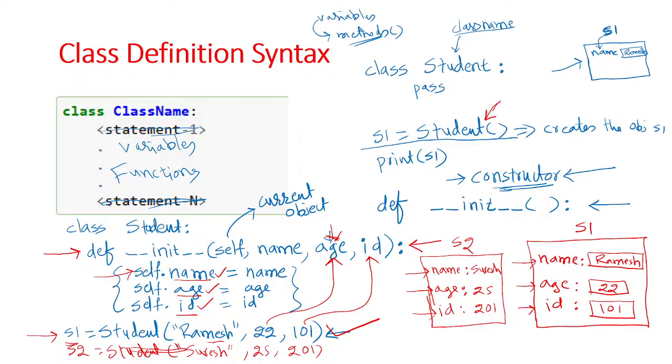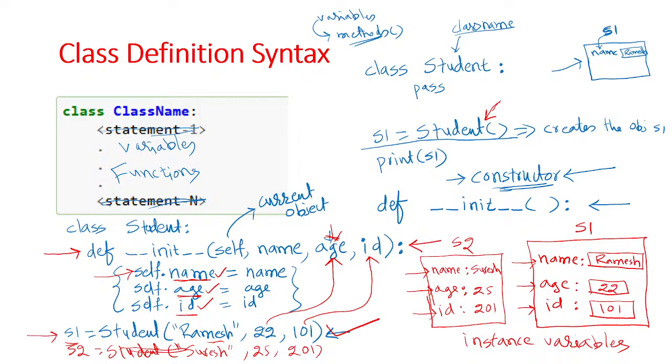That's why, inside the init method, whatever variable names we define are called instance variables. We call them instance variables. Why instance? Because every instance will have its own copy of values.